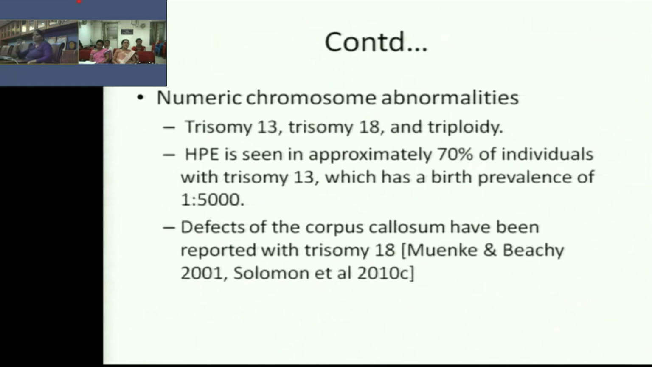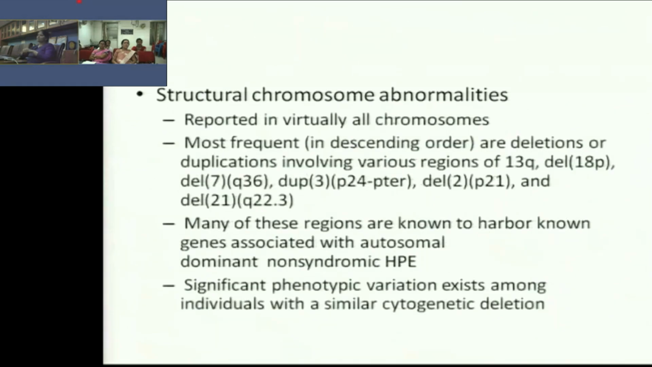So the numeric abnormalities which have been associated with HPE include trisomy 13, 18 and the triploidies. In approximately 70% of individuals with trisomy 13, that is Patau syndrome, there is HPE, and it has a birth prevalence of 1 in 5,000. Defects of the corpus callosum have been reported with trisomy 18, that is Edwards syndrome. So these were the numeric abnormalities.